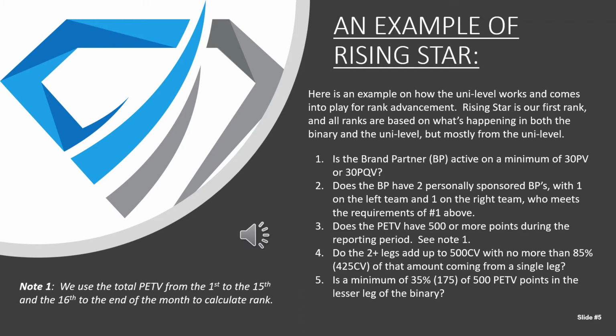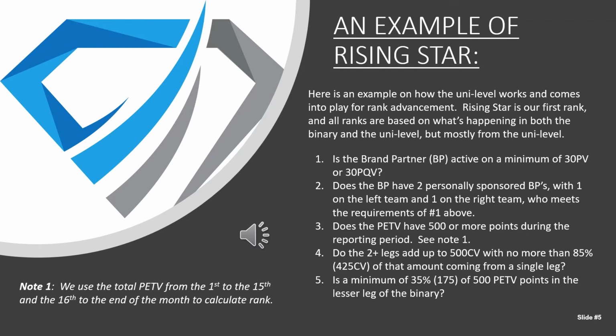The next thing we're going to look at is, do you have 2 legs that add up to 500 points with no more than 85% of one leg counting towards the total volume? So 85% of 500 is 425. That means if you have your 2 legs, 425 points can come from one leg, and the other 75 points can come from any combination of 2, 3, 4, or 5 legs. So you would only need 75 points in any other leg to make up the difference. Then when that happens, you're going to check that box.